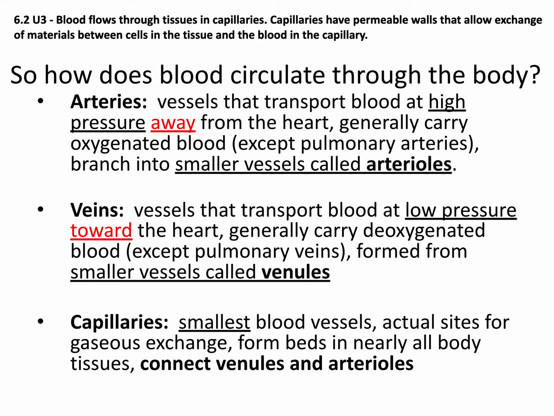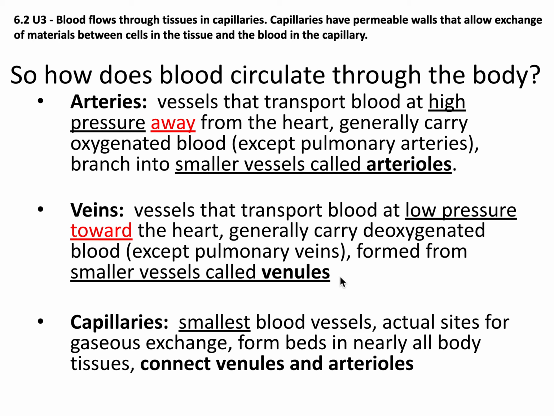Okay, so the arteries are trying to get oxygen to different parts of your body, and the veins are trying to take away that carbon dioxide and bring the blood back to the lungs to get more oxygen. The arteries are going to eventually start to thin out and become smaller branches called arterioles, and then the veins are going to become smaller vessels called venules.